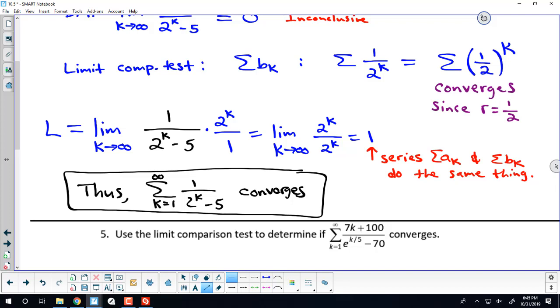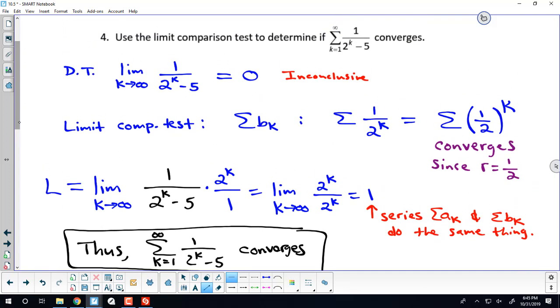Do y'all have any questions on this? Yeah. So why do you choose 2 times, or times 2k? Why do you apply that? Here in this step, just because the limit comparison test has us computing this capital L, the limit at infinity of the terms of A divided by the terms of the chosen series. So we just took the terms of A here, 1 over 2 to the k minus 5, and divided it by 1 over 2 to the k, which was our B. Any other questions?